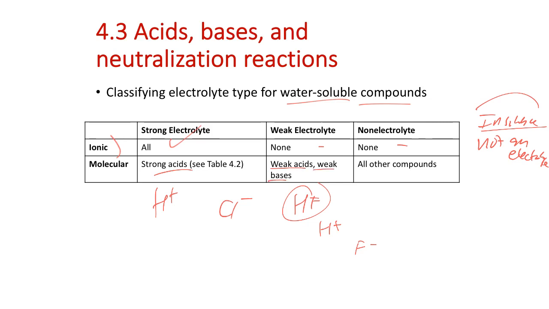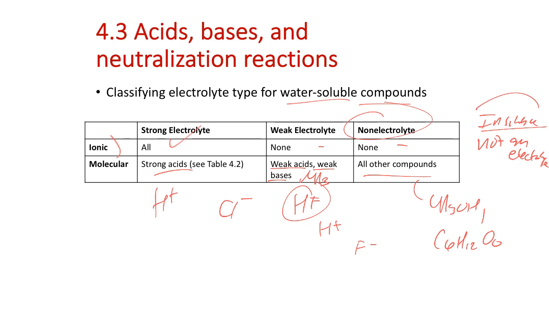We also have things like weak bases, NH3, that are water soluble and would form weakly electrolytic solutions. Any other molecular compound that's not NH3, that's not a weak acid, that's not a strong acid, that we know is water soluble, is going to form a non-electrolytic solution. So take methanol. Take glucose. Take anything else that you know is molecular, contains non-metal ions, that's not an ionic compound, that's not one of those ammonium salts, that's not NH3, that's not named as an acid, it is simply a non-electrolyte.